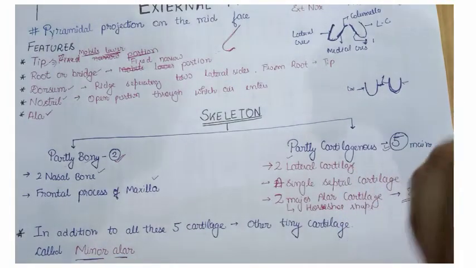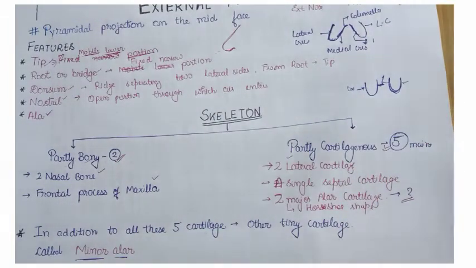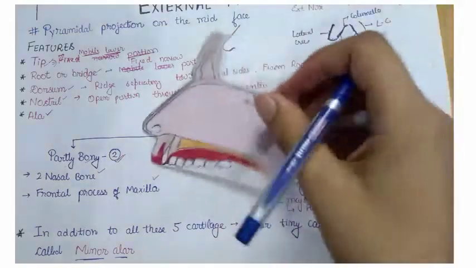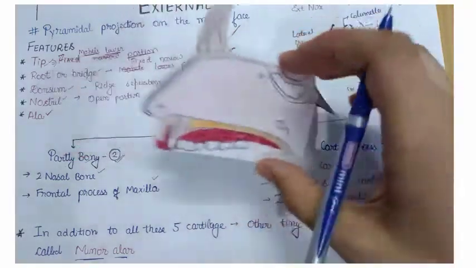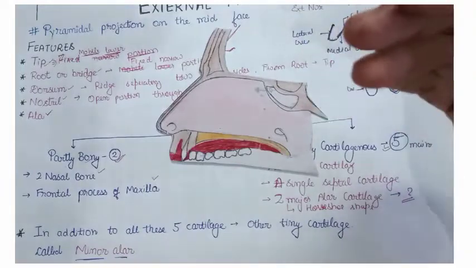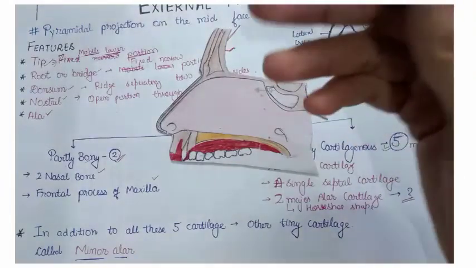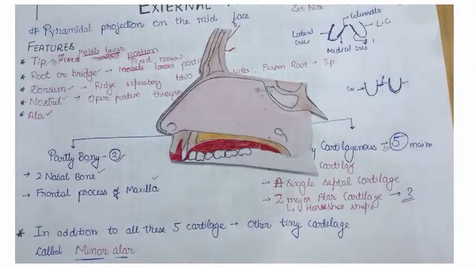So like this we have come to the end of the external nose, and in the upcoming videos we'll be discussing the lateral wall and the medial wall, and how to differentiate in a diagram which is the lateral wall and which is the medial wall. That all we will see.